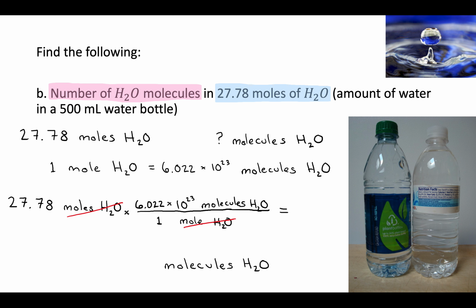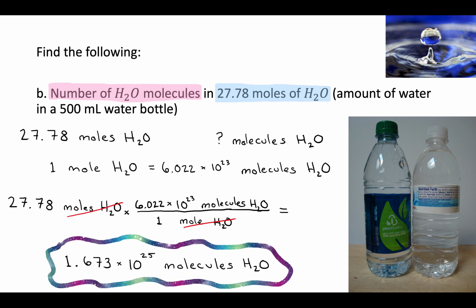And if you plug this in a calculator, you'd put it in as 27.78 times, open parentheses, 6.022 times 10 to the 23rd, close parentheses, then hit enter, divide it by 1, enter, and you should get 1.673 times 10 to the 25th molecules of H2O. That's how many molecules are in one of those bottles of water that we carry around all the time.